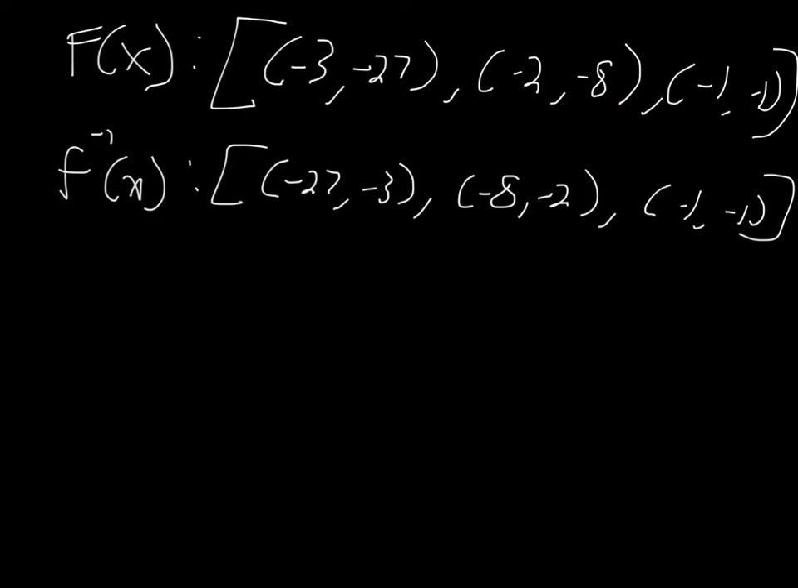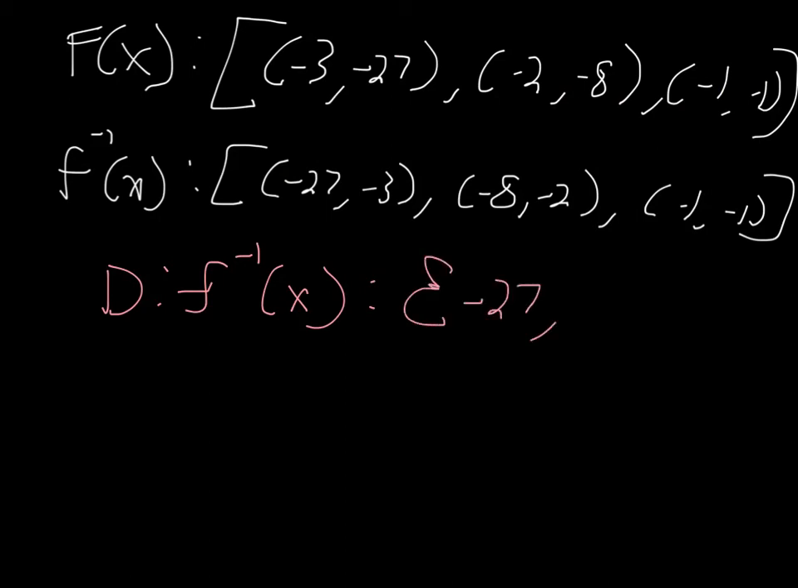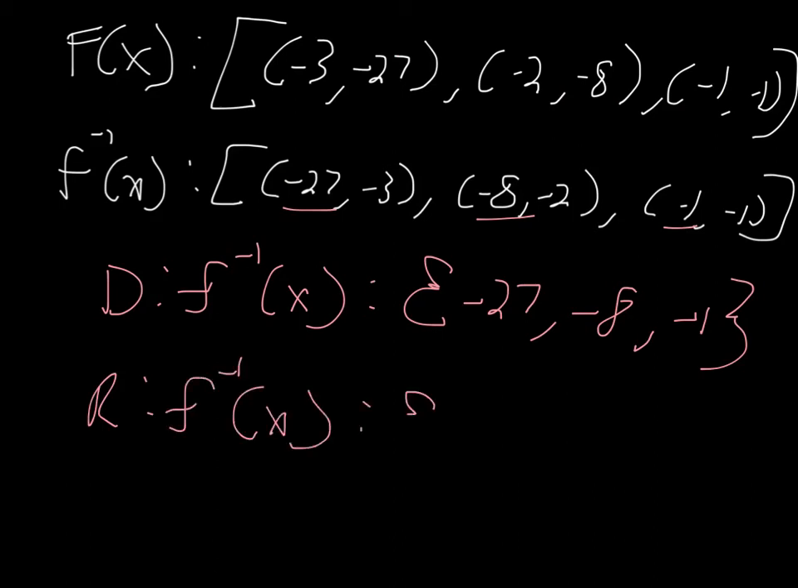If it asked you for the domain now of the inverse function, if the function consists of only points like this, then you would say that the domain of your inverse function is going to be -27, -8, and -1. I just picked all your x values here. The range of your inverse function is going to be all your y values, here, here, and here. So -3, -2, -1.